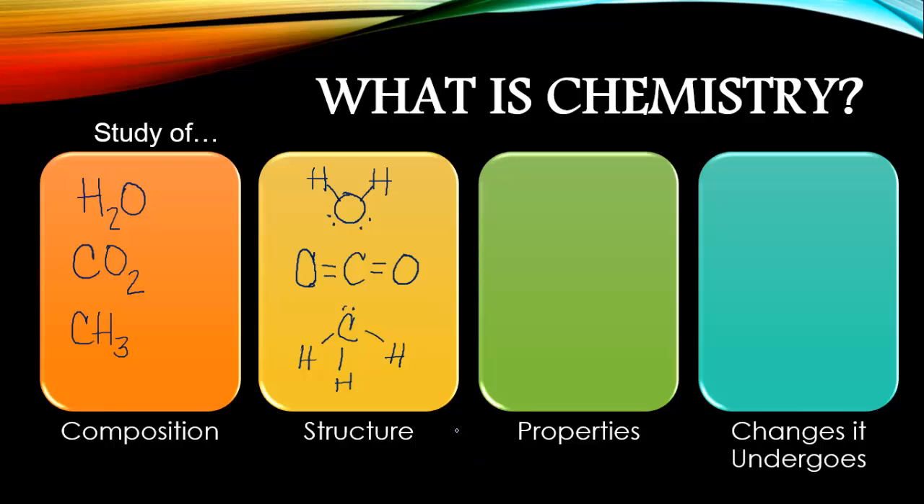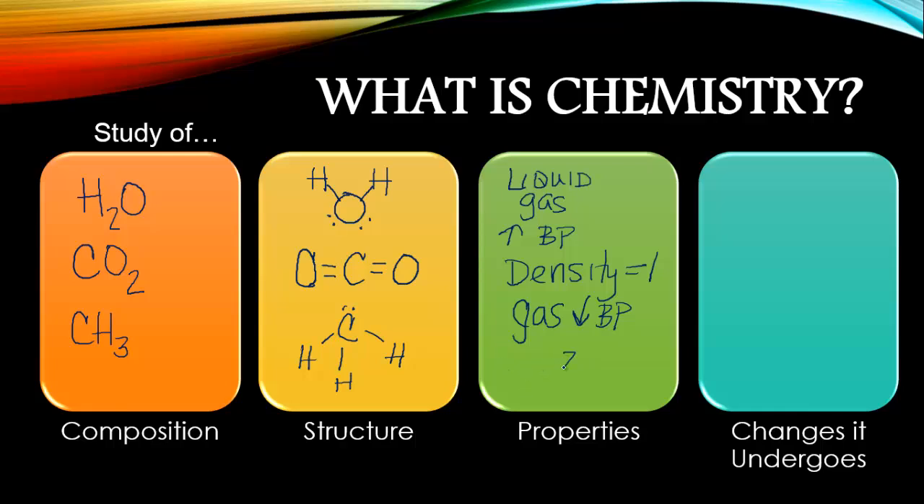And then we look at the properties. What properties do we know of water? Water is usually a liquid, at room temperature at least. Maybe we have it as a gas. We know that it's got a high boiling point. We know that it's got a density of 1. Carbon dioxide, gas. It's got a low boiling point because it's a gas at room temperature. And then methane. What do we know about methane? Maybe we'll find out. And then, of course, changes it undergoes.